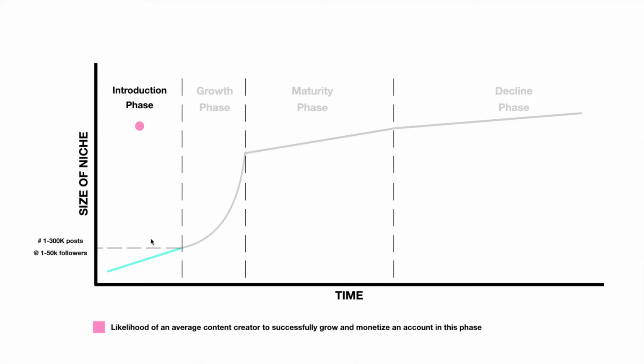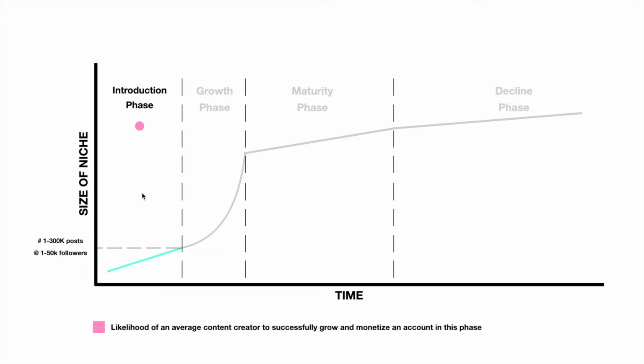So the first phase of a niche is the introductory phase. Usually a niche that's in an introductory phase is a niche about a topic that's pretty esoteric. So a small number of people are in it, and they are very passionate about the content that's being created about it. In these sort of niches, the content isn't generally very polished. It's just casual accounts creating content for the joy of it.